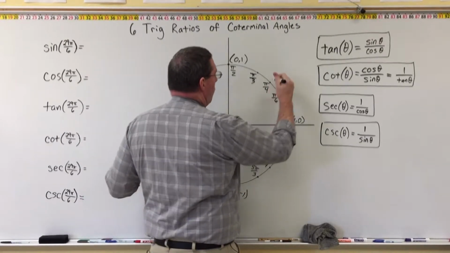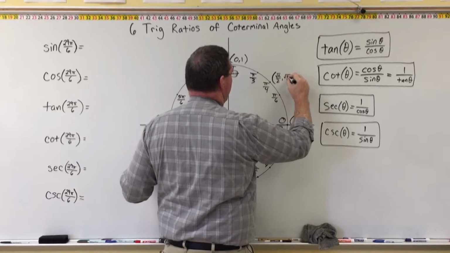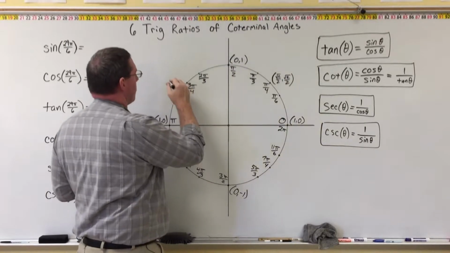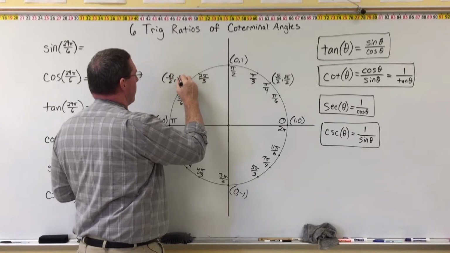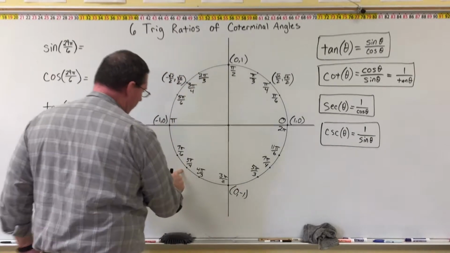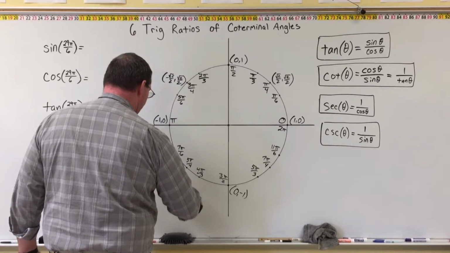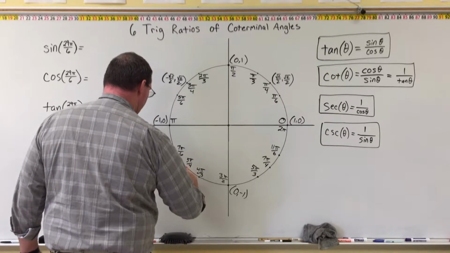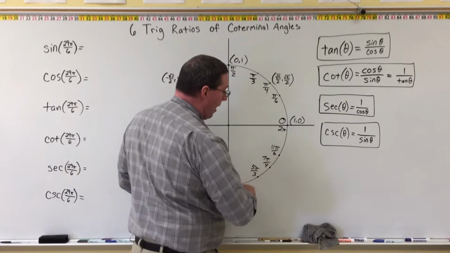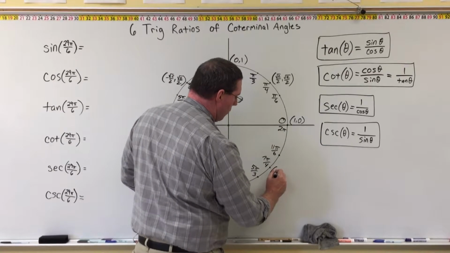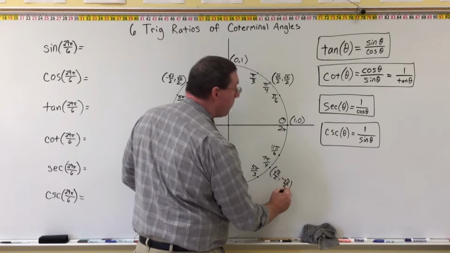I know that the over 4s are the same on both. And it's square root of 2 over 2, square root of 2 over 2. So I know that this one over here is the same thing, only it's negative square root of 2 over 2 and positive square root of 2 over 2. This 5 pi over 4, that's the same thing, only they're both negative this time. Negative square root of 2 over 2, negative square root of 2 over 2. And then this one over 4 is positive x and then negative y, right? So square root of 2 over 2, comma, negative square root of 2 over 2.